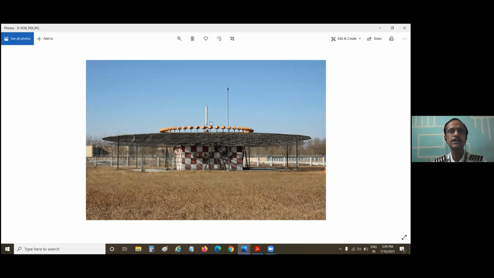Now you must be wondering, only this antenna is pointing towards the magnetic north. What about these other structures? Actually, all these structures are also antennas. Each antenna difference is 1 degree. It is starting from magnetic north. So the first antenna will be, you can see this antenna.